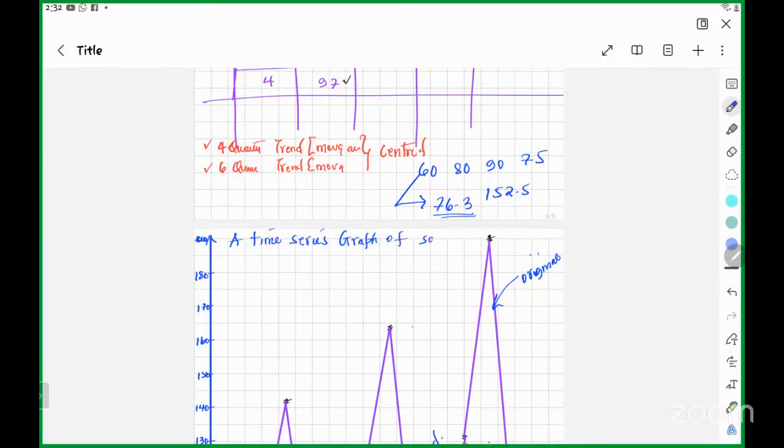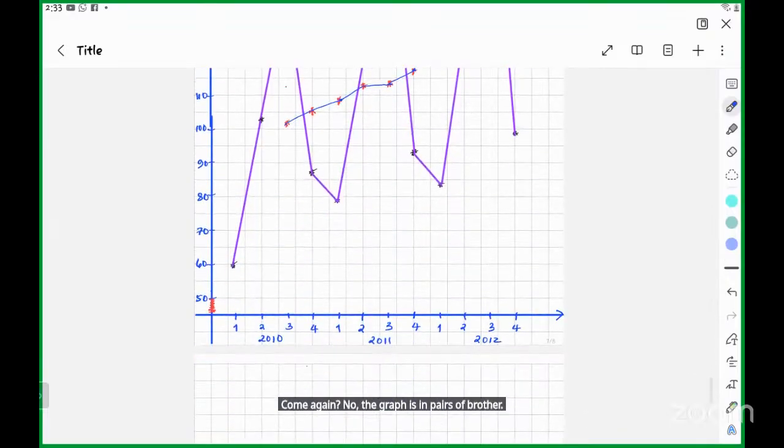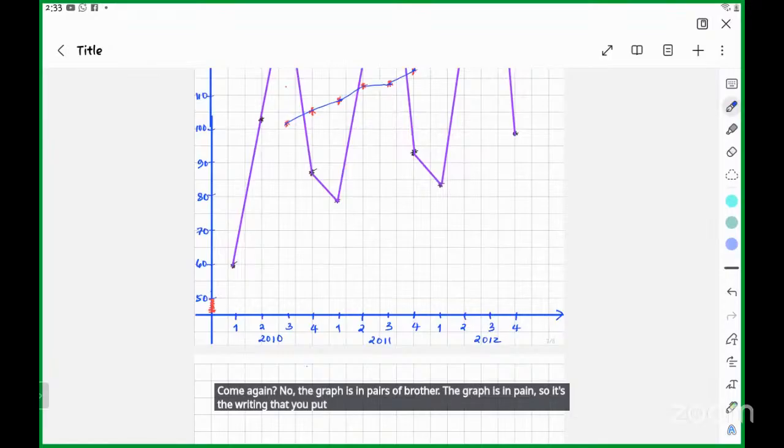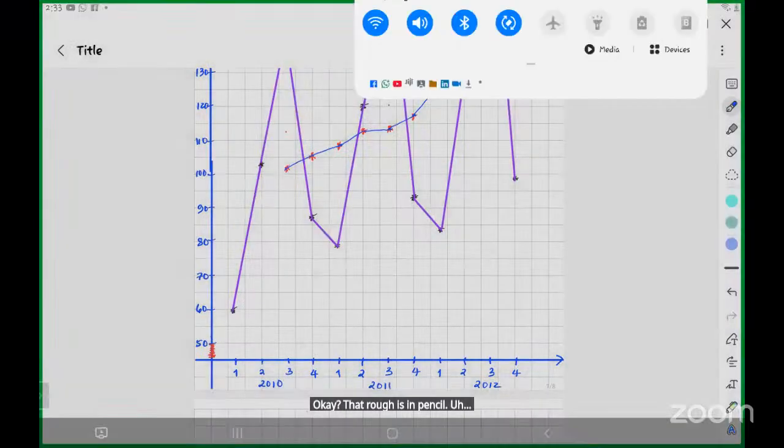of sales against quarters. Can we draw the graph in pen? Come again? No, the graph is in pencil, brother. The graph is in pencil. It's the writings that you put in pen. Okay? The graph is in pencil. Common mistake.